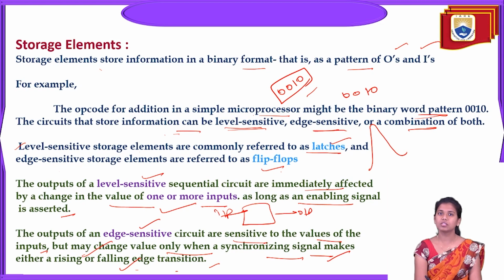Such kinds of transitions we can see only in edge sensitive triggering elements, whereas in level sensitive triggering, the output sees abrupt changes, and those abrupt changes occur immediately if there is a change in the input values. So this is the difference between level sensitive and edge sensitive.